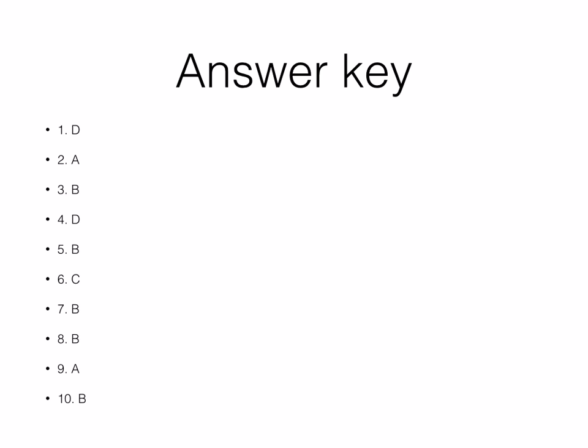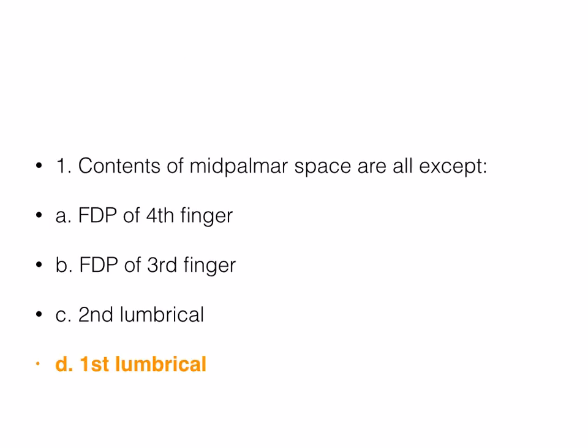This is the answer key and we'll discuss the question: contents of the mid-palmar space are all except. The answers are FDP of fourth finger. FDP means flexor digitorum profundus. So these are all the long tendons which are going to all four digits. Then it is given as second lumbrical and first lumbrical also. So the answer we have chosen is first lumbrical.